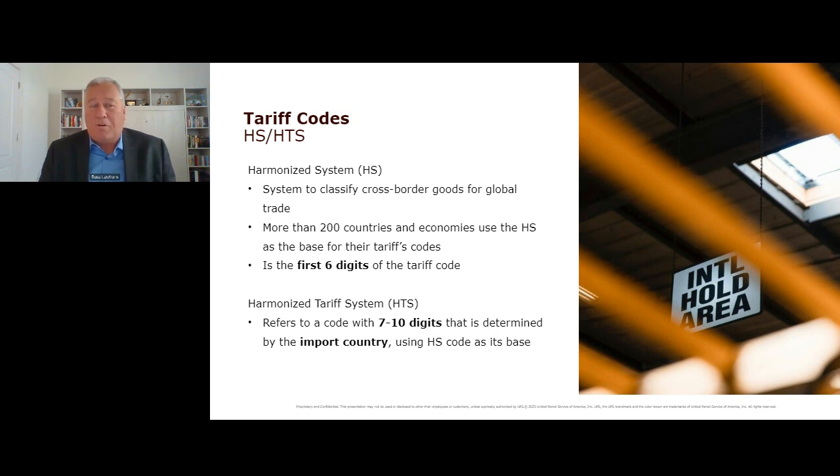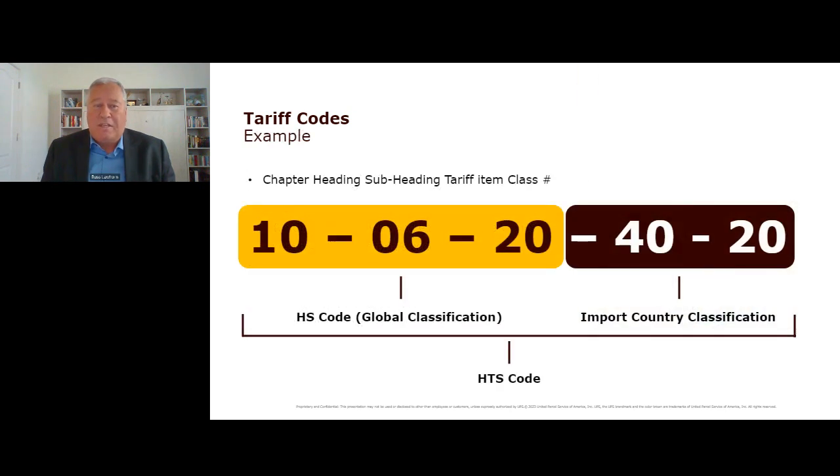The U.S. uses the Harmonized Tariff System of the United States, so you'll see that, HTS US. Just so you can see that visually, this is a valid HTS into the U.S. It's chapter heading, chapter 10, subheading 06, the class is 20, and that's the WCO and the first 6 digits. Think of that as the global classification of that commodity. Then the import classification is those final 4, basically a -40, -20. So that's what an HTS number looks like.